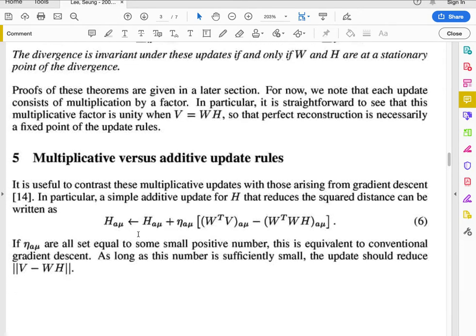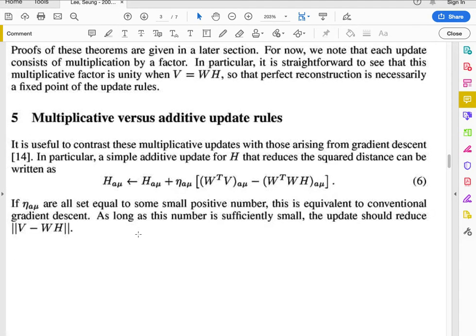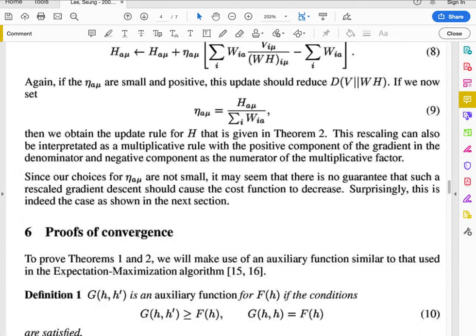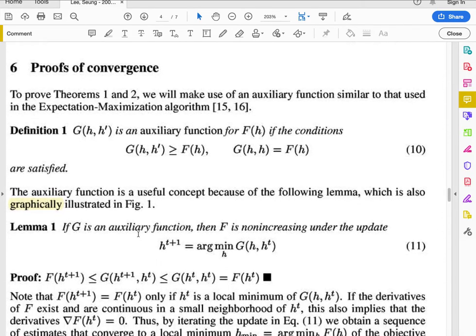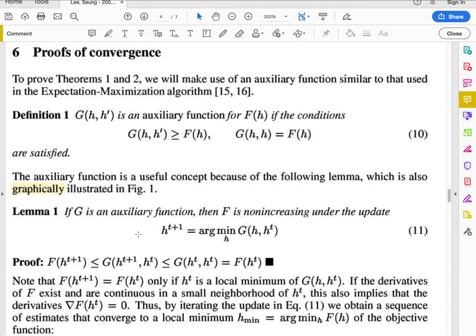Okay, now I will skip this portion 5 because they are comparing these rules with the additive update rules. Okay, we can skip it, no problem. Let's come to the proof of convergence, which we are actually interested in. So to prove theorems 1 and 2, which means the update rules which they have proposed, we will make use of an auxiliary function similar to that used in the EM algorithm. So actually, they are doing it in the reverse way. They are giving a solution and they are telling you that this solution is correct, but they are not telling you how to derive this solution, right?